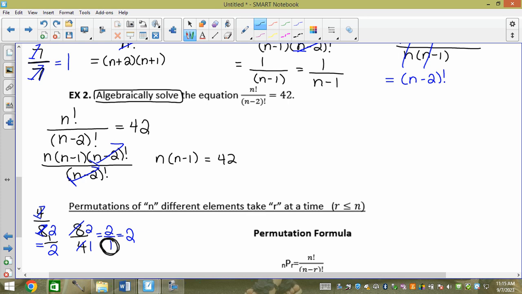So what did we have to do here when this was an 11? What was your next step? Distribute the n in. So we distribute the n in. Oh my goodness, I keep forgetting to have an eraser on the back. Distribute the n in, and I get n squared minus n equals 42.